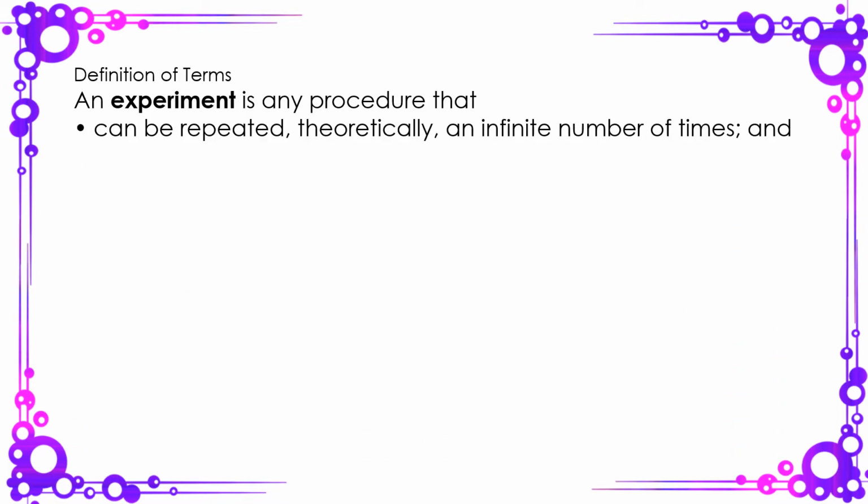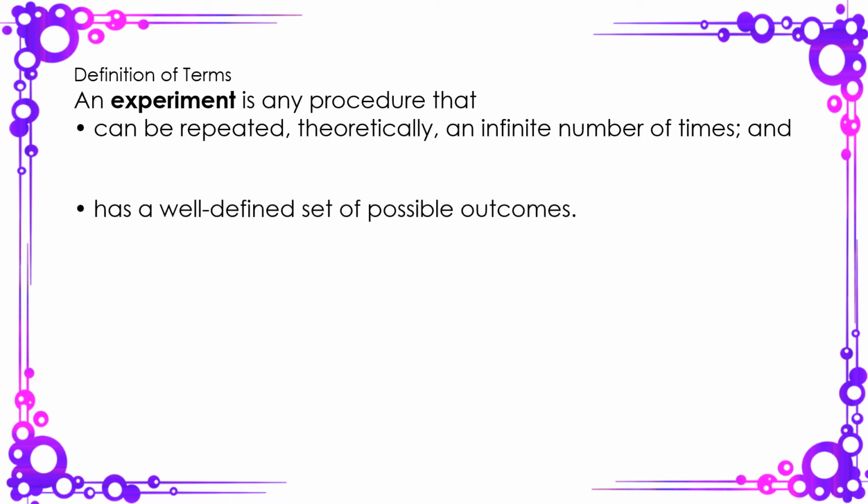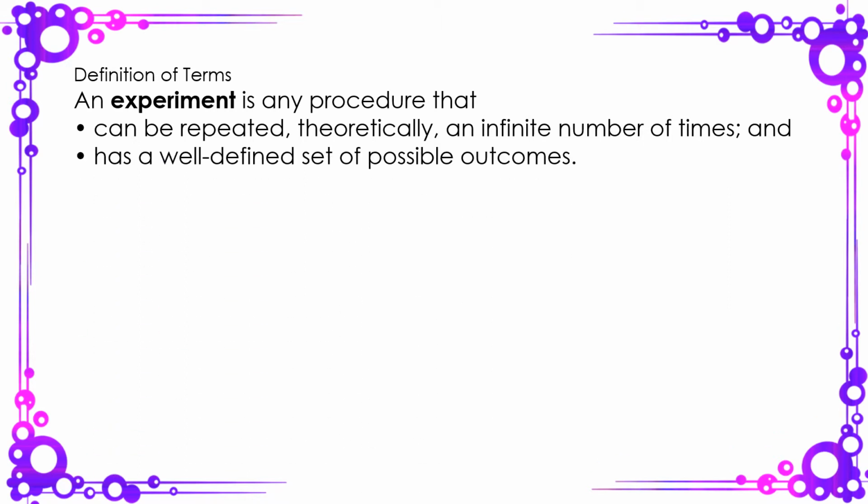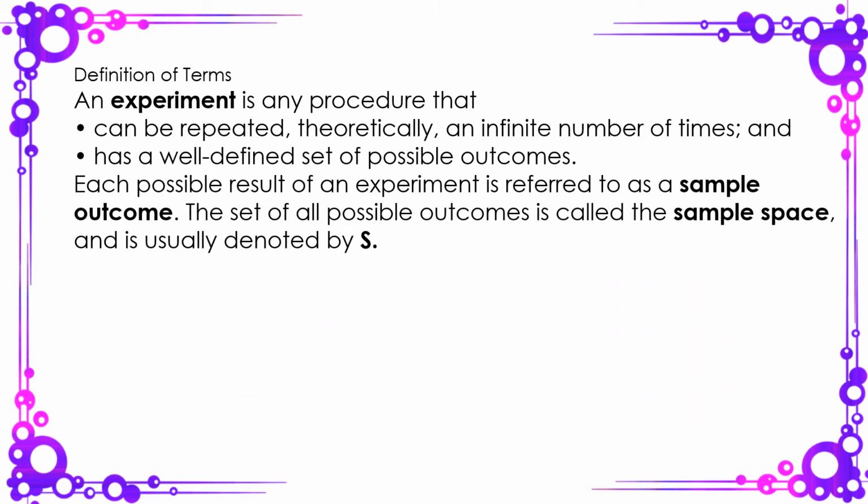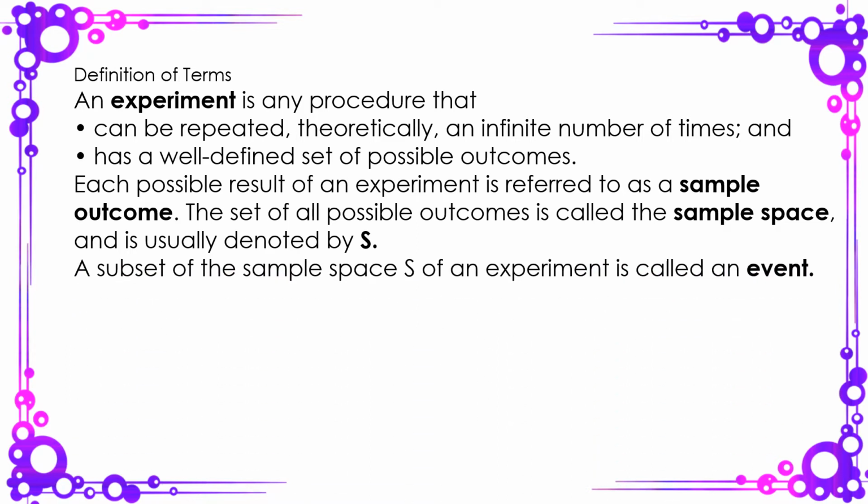First, let us define the following terms. An experiment is any procedure that can be repeated theoretically an infinite number of times and has a well-defined set of possible outcomes. Each possible result of an experiment is referred to as a sample outcome. The set of all possible outcomes is called the sample space and is usually denoted by S. A subset of the sample space S of an experiment is called an event.